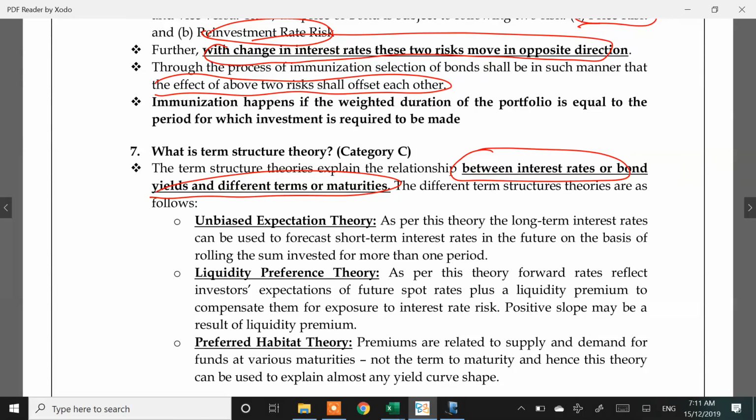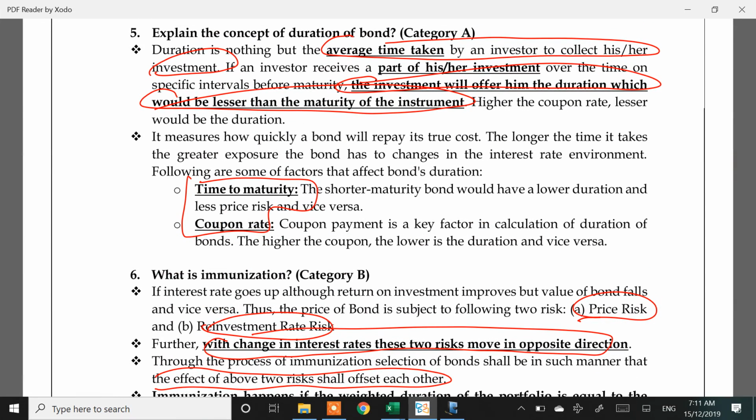Now we have three theories. One is the unbiased expectation theory, second is the liquidity preference theory, and third is the preferred habitat theory. Unbiased expectation theory is what we have done in the class by calculating forward rates. As per this theory, whatever the long-term interest rates are given, that can be used to forecast the short-term interest rates in the future. That is, having the interest rate for year 2 and year 3, you can find what will be the forward rate of year 2 to year 3. Having the interest rate of year 1 and year 2, find out the forward rate of year 1 to year 2.